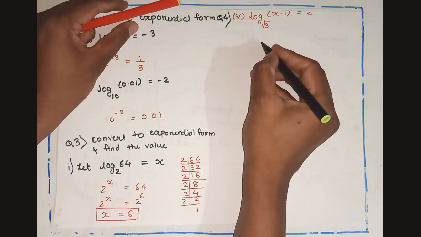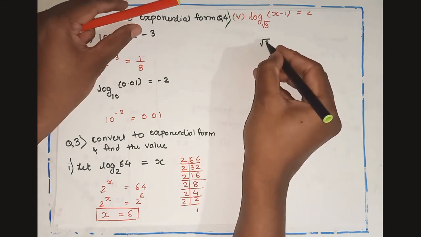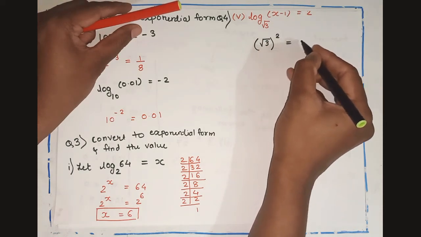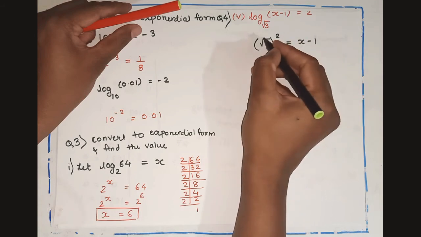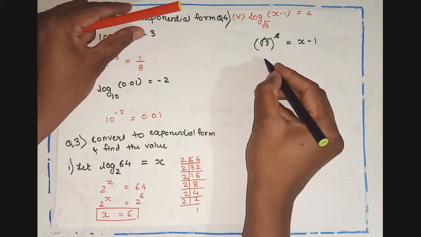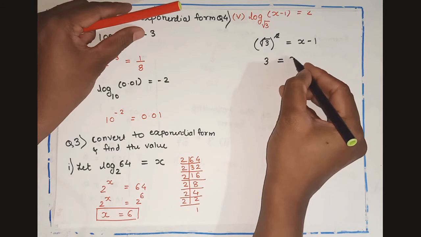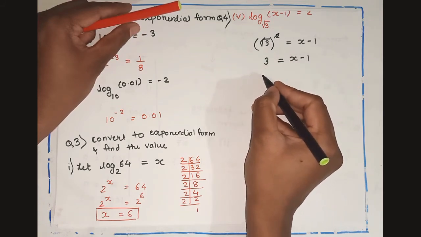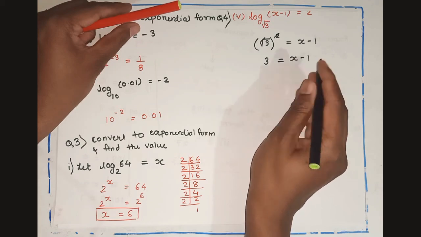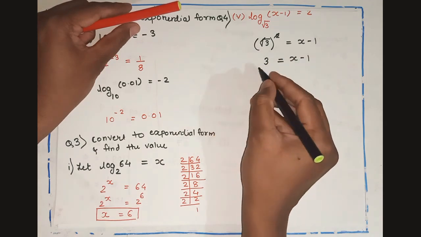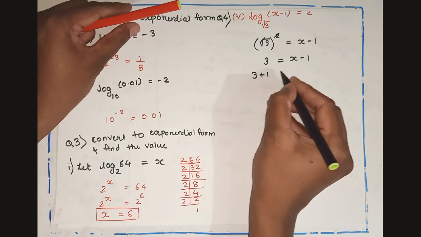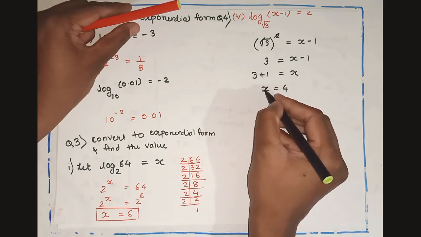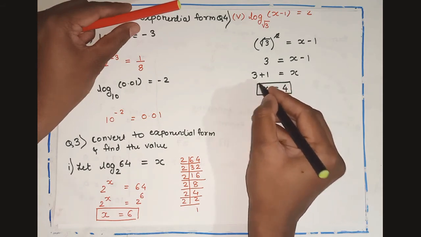What will be your exponential form? Your base will become root 3, and this answer will become the power, equals x minus 1. This root and square will get cancelled. So what are you having? 3 equals x minus 1. Minus 1 is shifted here, so this will be 3 plus 1 equals x. So x equals what? x equals 4 is your answer.